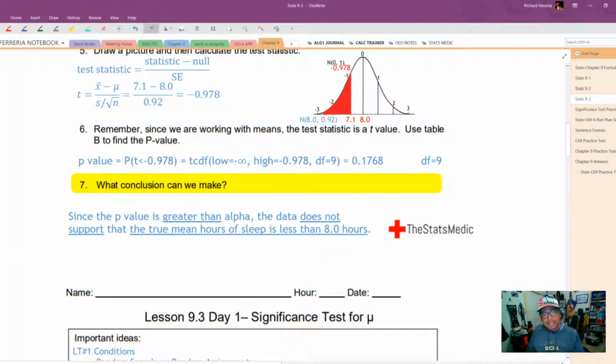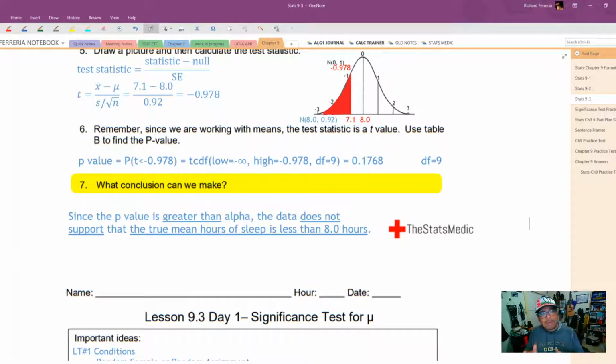So that is a good summary. Now, I want to remind you that even though we concluded that the data didn't support that the true mean hours of sleep is less than 8.0, that doesn't mean necessarily that the true amount of sleep isn't less than 8.0. It means that with the data we have, with the sample that we took, we were unable to distinguish whether or not the true mean hours of sleep was less than 8.0.